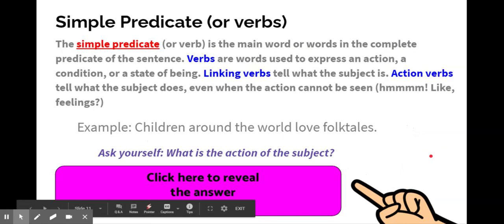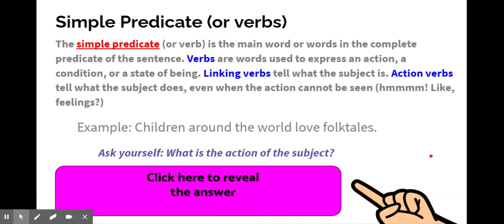Now this one, the definition is kind of long, but I broke it down. You see the different colored words? Those would be separate lines. So for simple predicate, I would underline that, is the main word or words in the complete predicate of the sentence. The next line for another definition, verbs are action words. They show a condition or a state of being.